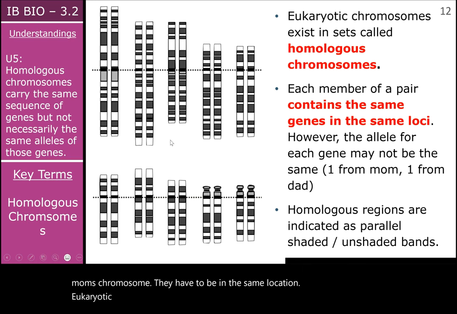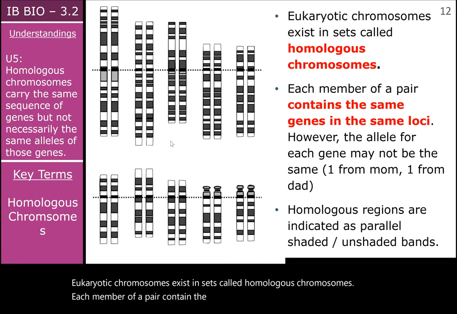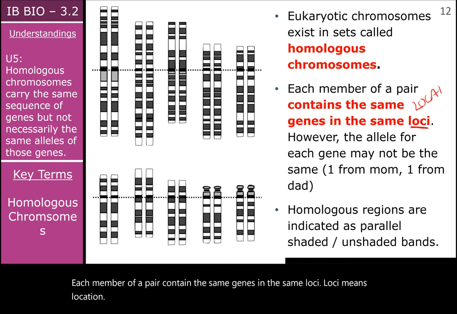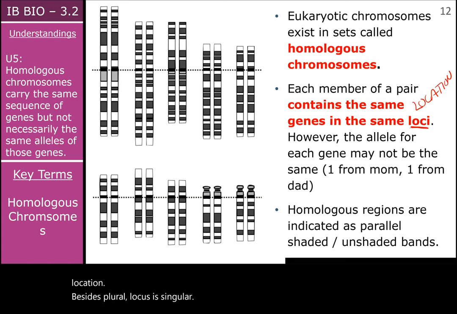Eukaryotic chromosomes exist in sets called homologous chromosomes. Each member of a pair contains the same genes in the same loci. Loci means location. Loci is plural. Locus is singular. Let me see. Locus equals singular. Loci is plural.